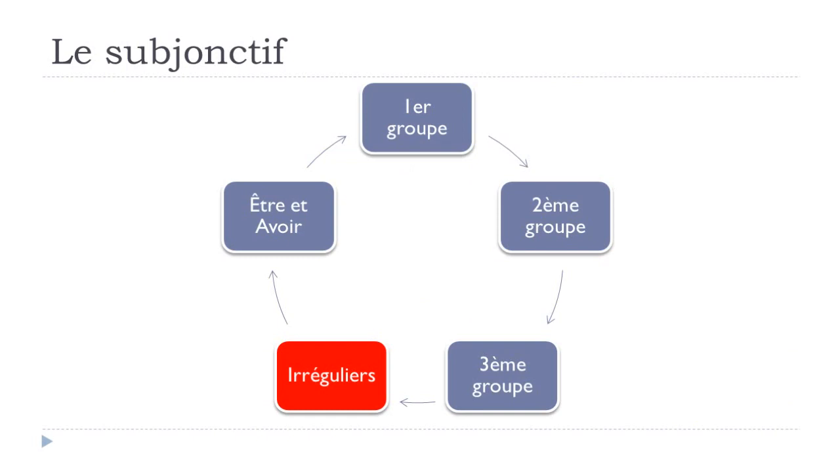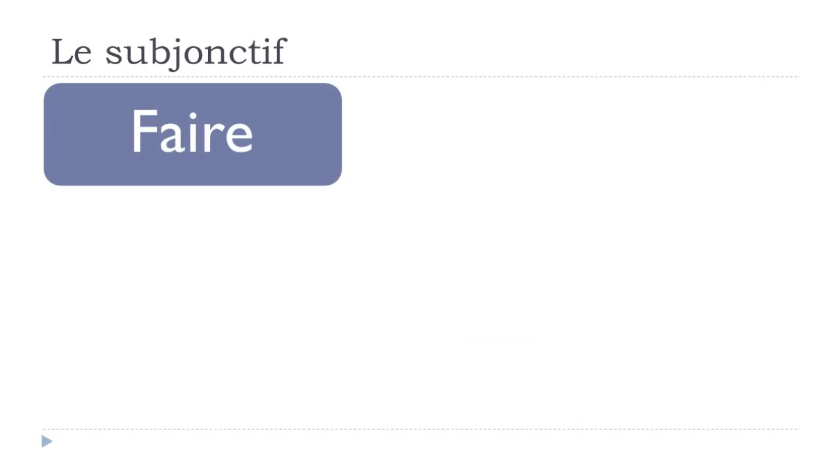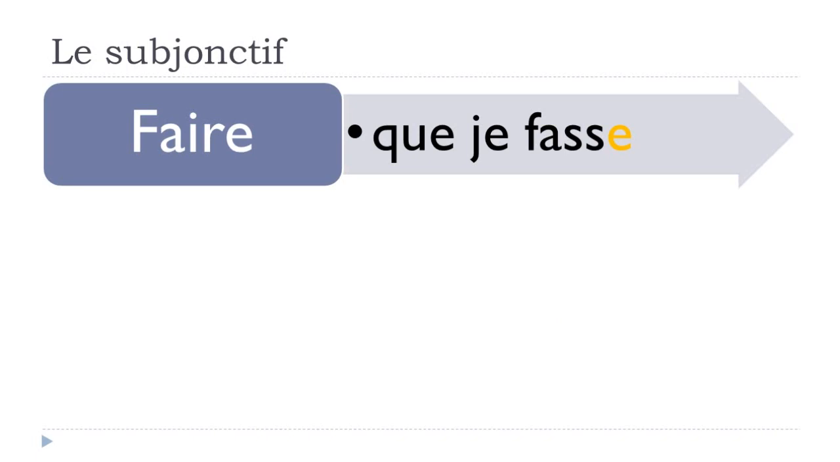Okay, but then of course we've got some irregular verbs because we're talking about the French language. So let's start now. And so the verb faire, to do, will become que je fasse. Okay, so here you've got the ending, and so it does mean that this first part will stay the same. You just need to change the endings. Que tu fasses, qu'il fasse, etc., etc.